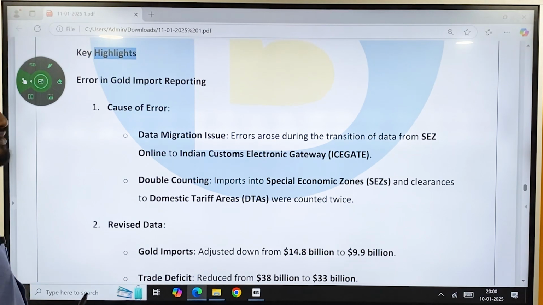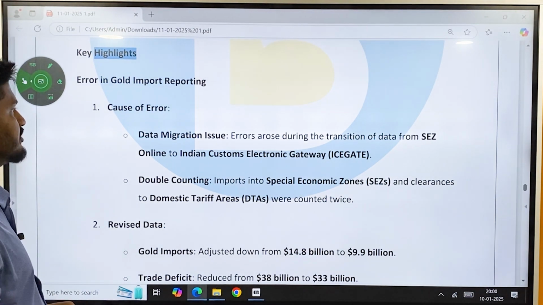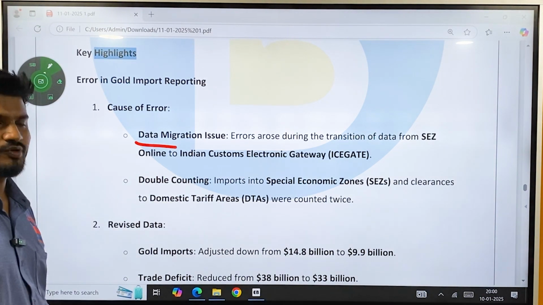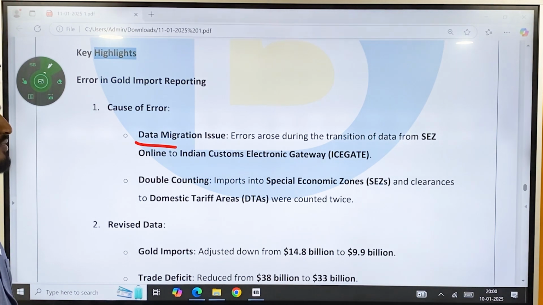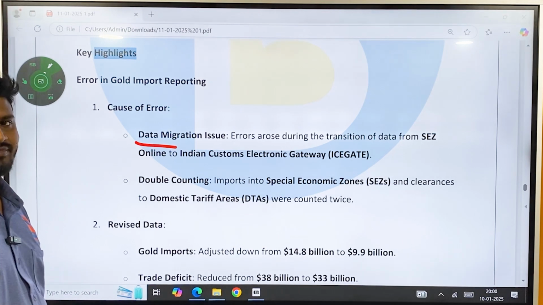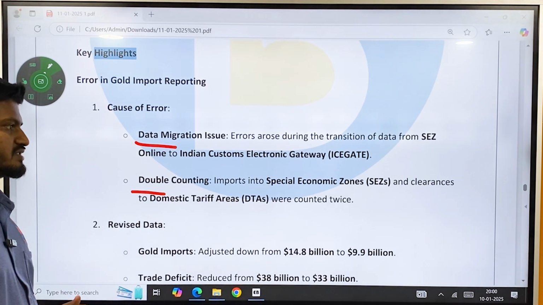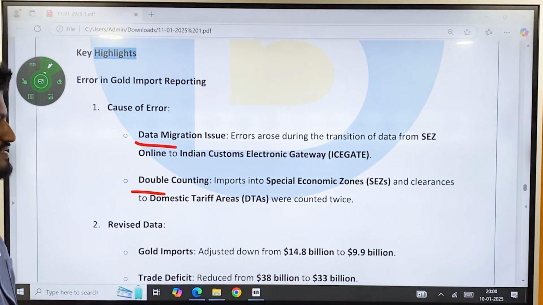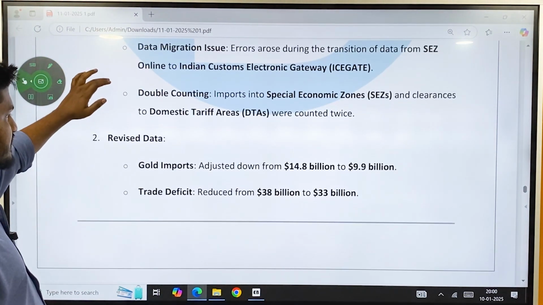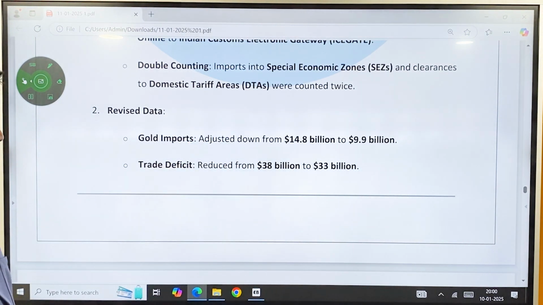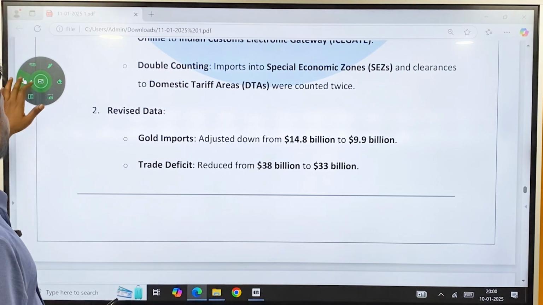So the key highlights include there was an error in reporting gold imports. So why was there an error? The causes include a data migration issue, because the errors arose during the transition of data from SEZ Online, or special economic zones online, to the Indian Customs Electronic Gateway. And there was also double counting, that is, imports into special economic zones and clearances to domestic tariff areas were counted twice. As a result, there is a discrepancy. Now the revised data says that gold imports have been reduced from 14.8 billion to 9.9 billion, and the total trade deficit reduced from 38 billion to 33 billion.